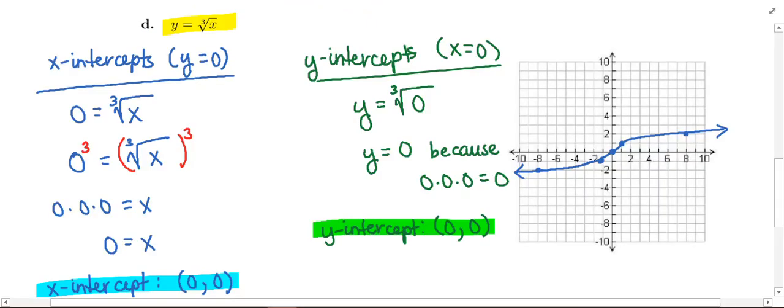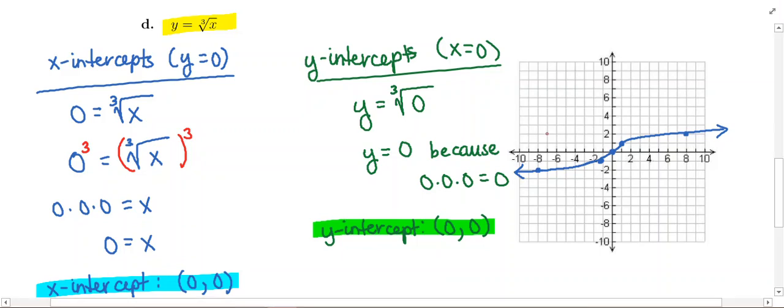In example 4D, we're going to perform algebraic tests for symmetry on the equation y equals the cubed root of x. We did graph this equation back in example 2D, so I'm going to flip back to the bottom of page 4 so we can examine the graph. Remember, the graph of y equals the cubed root of x is that snake graph. Let's observe what type or types of symmetry this graph has, and then we will confirm our observations algebraically.